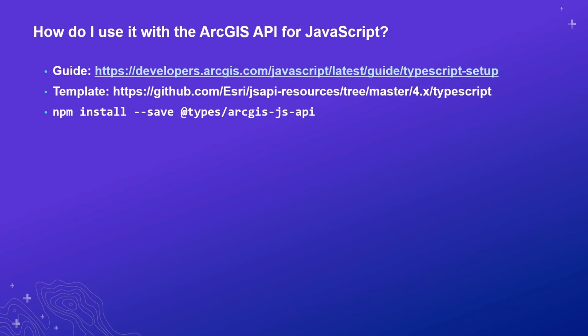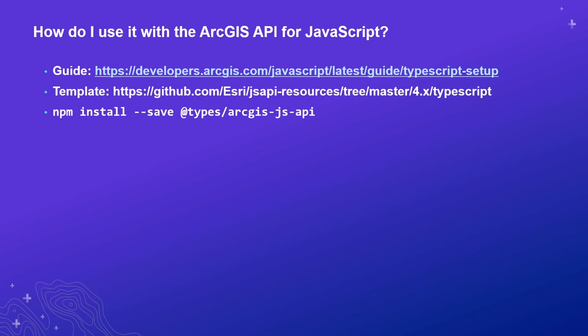So there are a couple ways to get started with using TypeScript if you're building a web application using the ArcGIS API for JavaScript. There's a guide page here on developers.arcgis.com that you can read a lot about getting started. There's also a full template app that you can start as a boilerplate out on the JS API resources GitHub repository. Or if you already have a project that's started, you can just go into that project, run npm install @types/arcgis-js-api to get started and have those types in there.